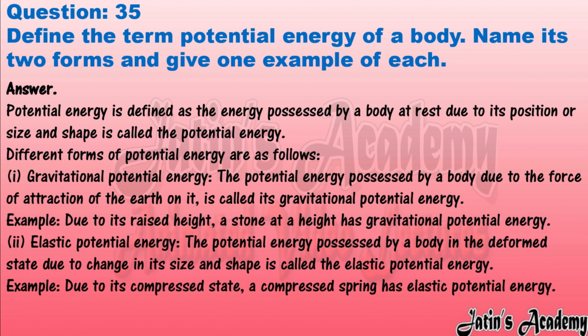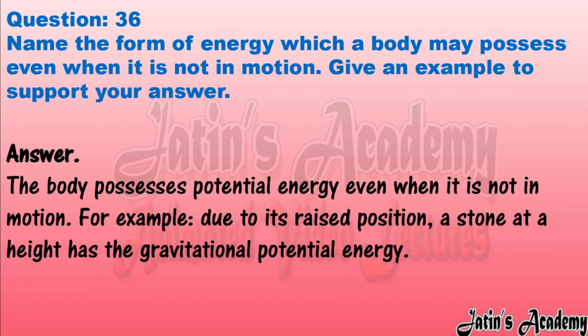Example, due to its raised height, a stone at a height has gravitational potential energy. Second, elastic potential energy, the potential energy possessed by a body in the deformed state due to change in its size and shape is called the elastic potential energy. Example, due to its compressed state, a compressed spring has elastic potential energy.